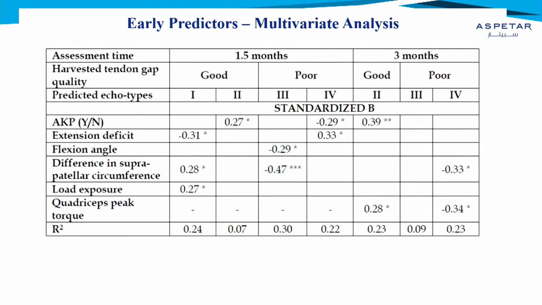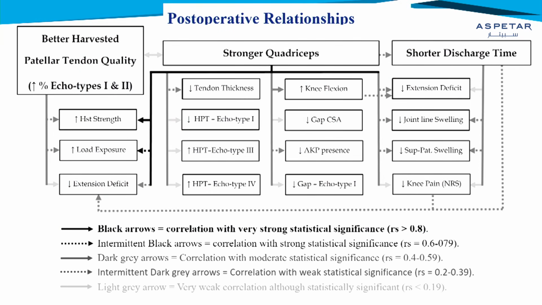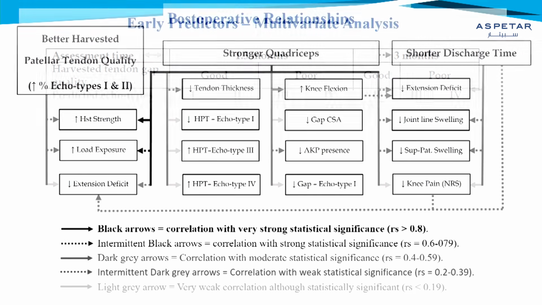For stronger quads, you will also see many relevant relationships, but in the short discharge time, they needed to have less extension deficit, less swelling, and less knee pain, which is kind of intuitive, but like in your face, it's really happening. You need to put it all together. And for me as a physio, when I see, okay, it's a weak relevance, but seeing in the clinic that it really is relevant for us, it kind of makes sense to me, but not for science.